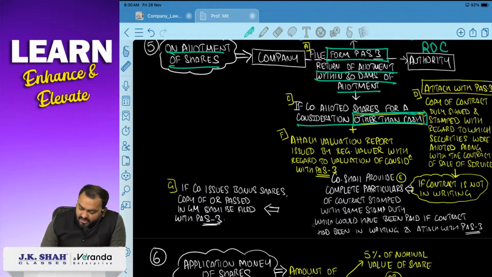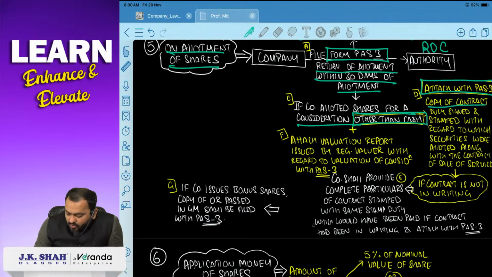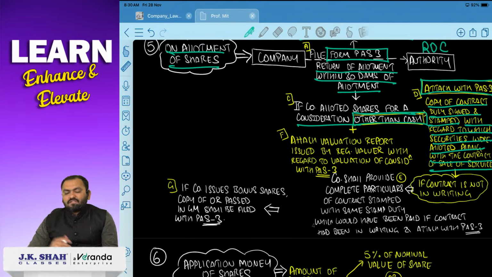So whenever you get consideration other than cash, and when you file this return of allotment in form PAS 3, what you need to do is attach a copy of the contract, duly signed and stamped, with regard to which securities were allotted, along with the contract of sale or service.